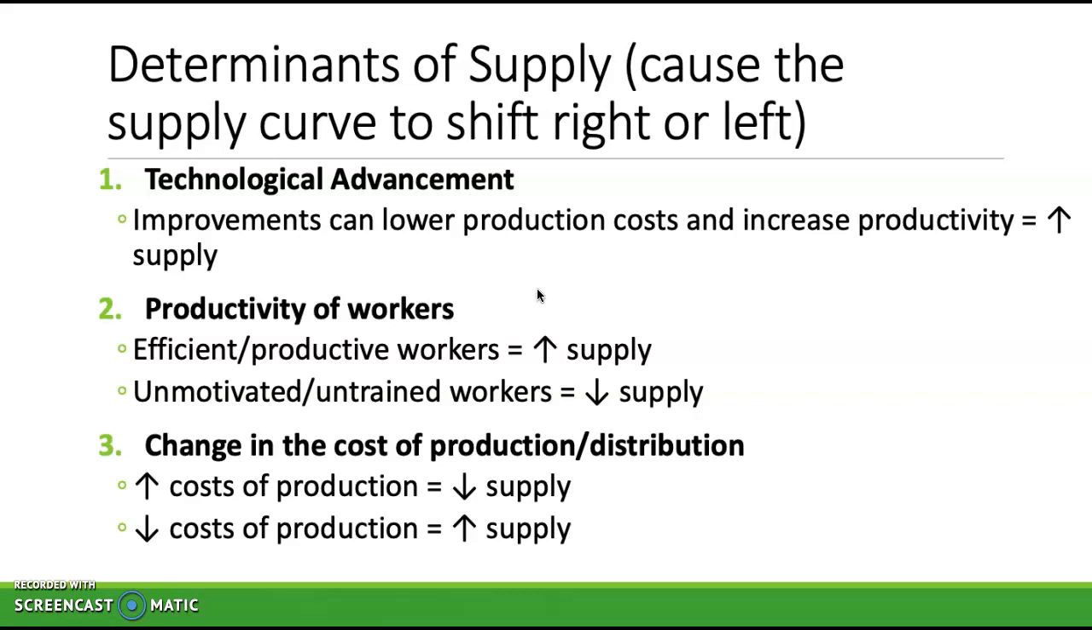If you have workers that are unmotivated or untrained and not productive, then we will see a decrease in supply from that company. Now, number 3, this is the change in the cost of production or distribution. Keep in mind, if a company produces a product, whatever product that might be, they first have to pay money to get the different materials to make whatever their product is.